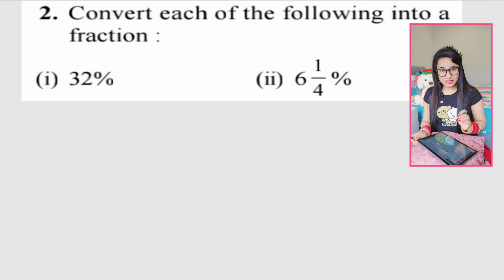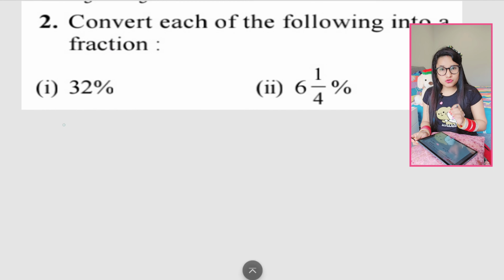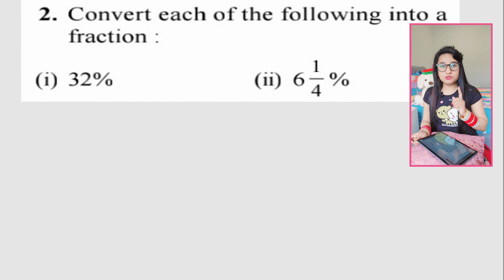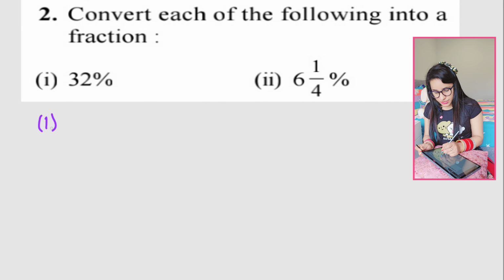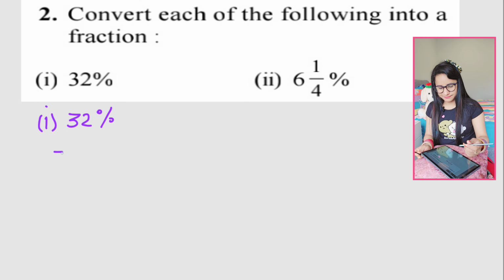Here they are saying that you have to convert it into a fraction. Now in this question, if you see carefully, you will notice there is a percentage sign. And as I have told you, whenever you see a percentage sign, it means you have to divide it by 100. It is written as 32%.